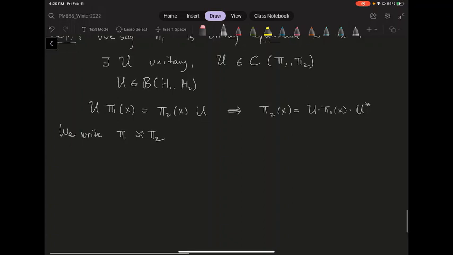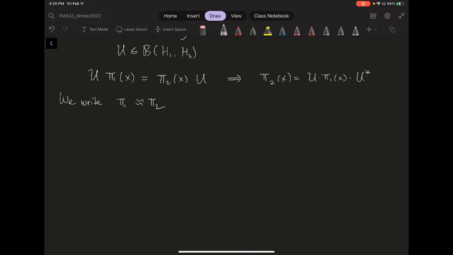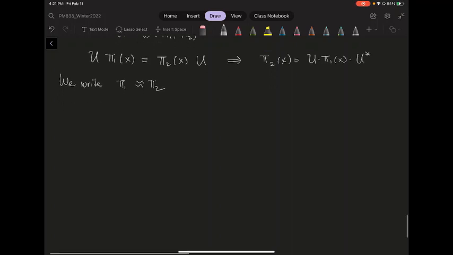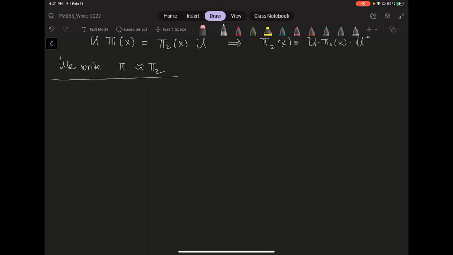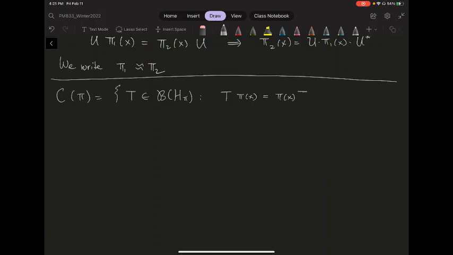So when they are unitarily equivalent, it just means pi1 and pi2 really look like the same representation, implemented by some unitary. Now let's think about the special case when pi1 and pi2 are the same. If you look at C of pi, this is essentially all the operators T inside the bounded linear operators on H of pi that commute with pi of x. So T of pi of x equals pi of x of T.